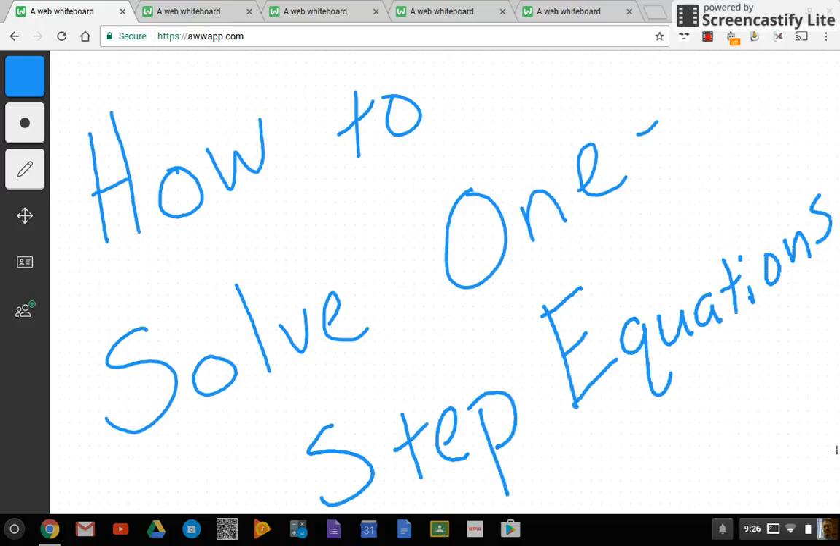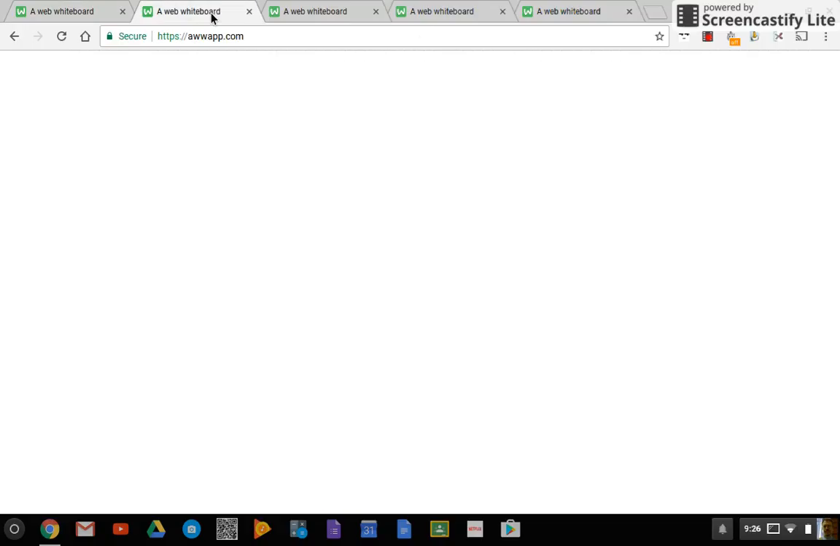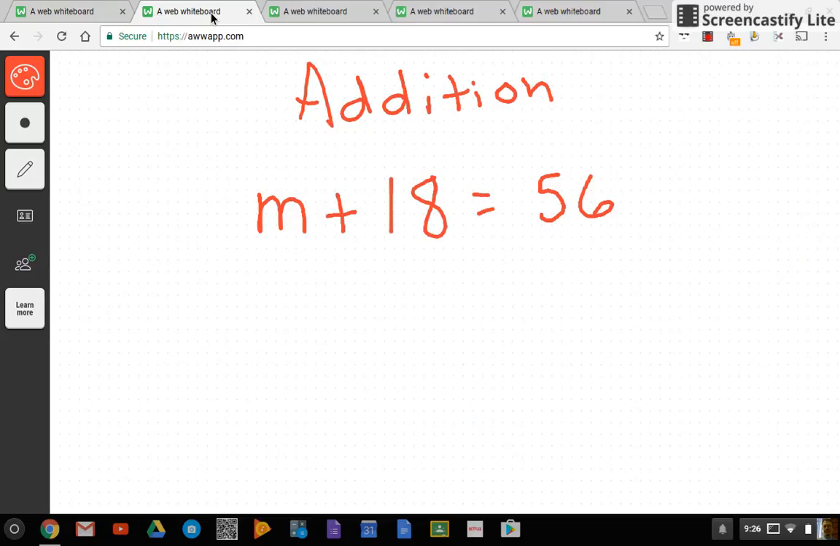All right, so we're going to solve some one-step equations. Now, of course, equations will get more difficult later on. We'll be doing 2 and 3 step, but let's start off easy. Let's start with one-step equations. Now, you can look at this and you can solve it right off, and that's great.